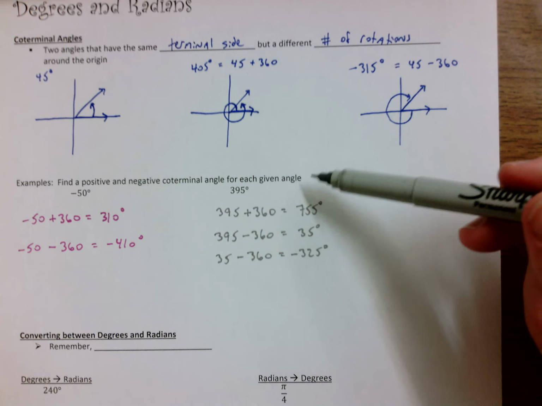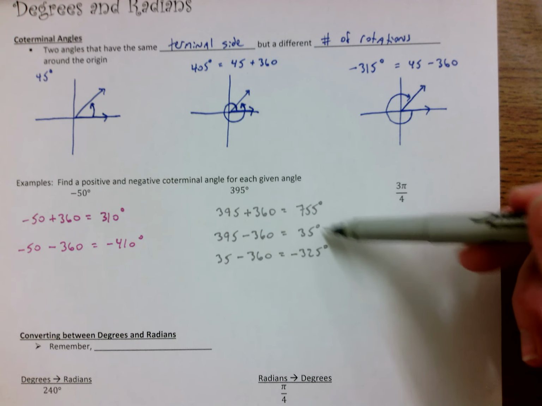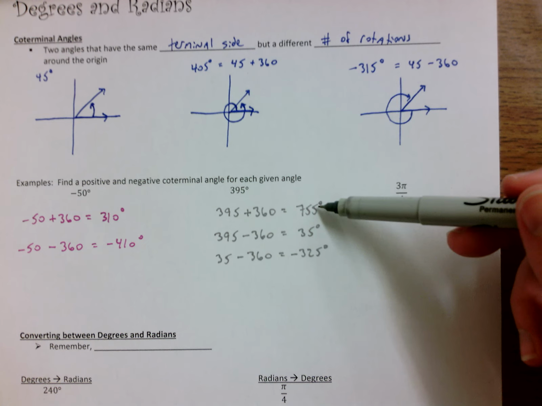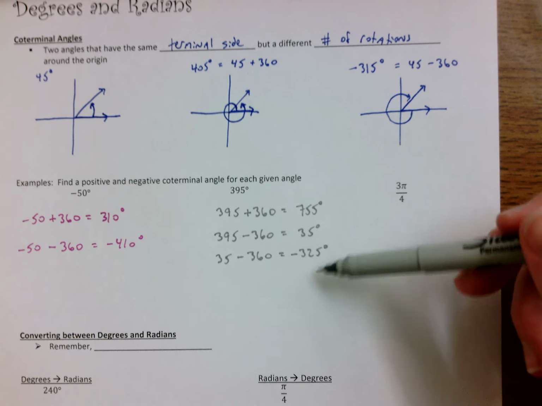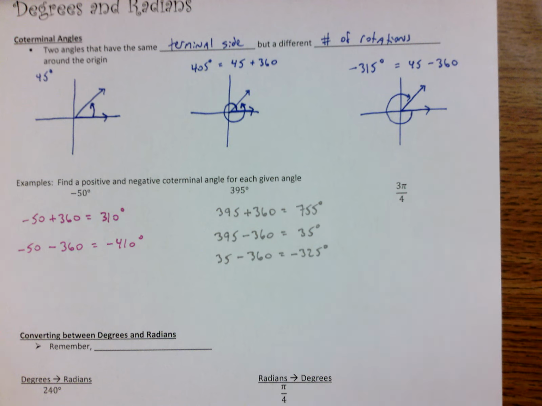If I had asked you for a positive and negative coterminal angle, if you'd given me these two, that would be totally fine. You could give me this one and this one, that's also fine. You could subtract another 360 and give me that one, that's fine too. Okay, so as long as it's a positive and negative coterminal angle, you are all set. It doesn't have to be a particular one.